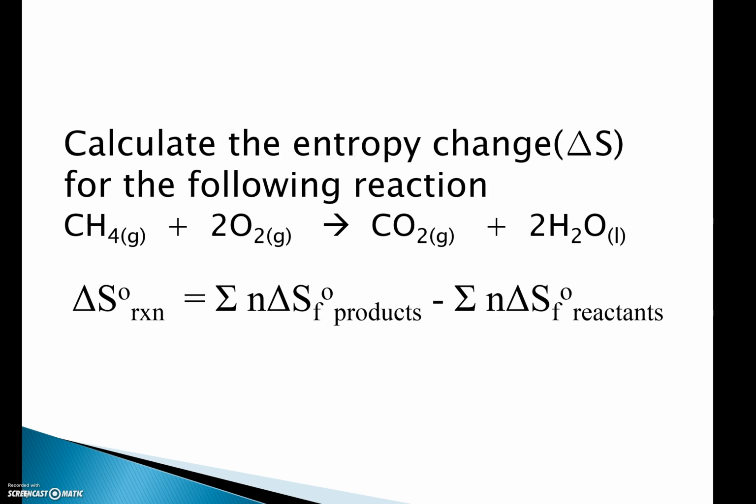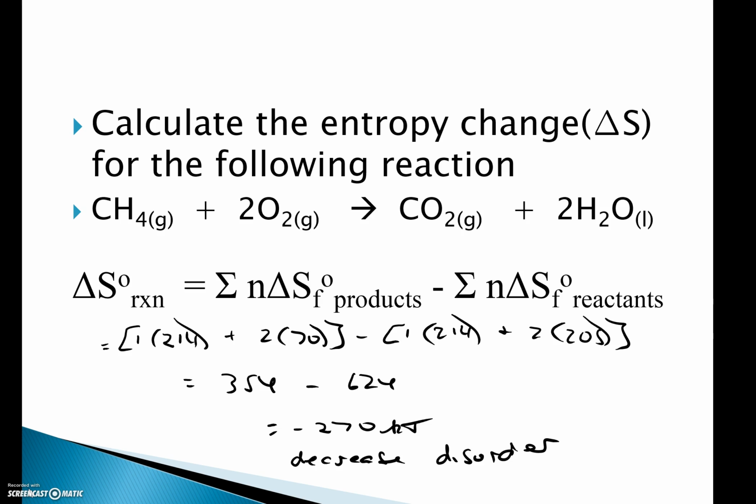So what we want to do is use our table in Appendix A20. This time we're going to look up the entropy values. We're going to multiply them by the coefficient in the balanced equation, add up the sum of the products minus the sum of the reactants, and calculate the entropy change for this particular process. So I'm going to give you a minute to go through and do that calculation.